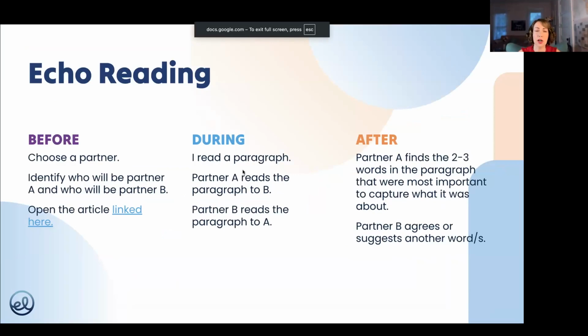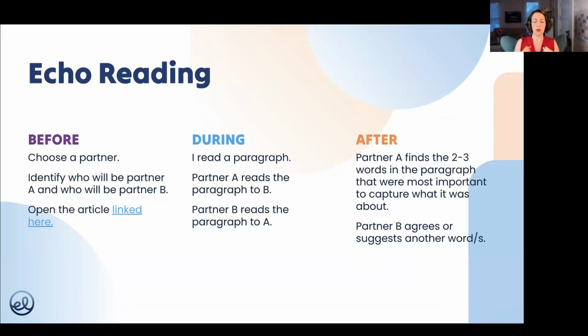The next strategy is called echo reading. It's very similar, but I'm partner reading, and it takes twice as long because I have an echo. I'm partner A and you're partner B. I read paragraph A, then it's your turn. You read paragraph A. Then I read paragraph B, and it's your turn. You read paragraph B. We each get a turn to read every paragraph.